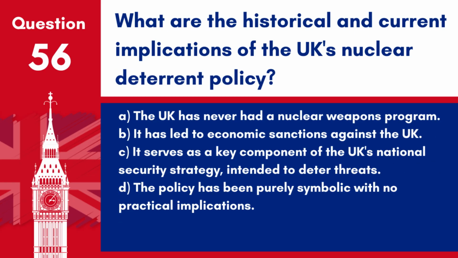Question 56. What are the historical and current implications of the UK's nuclear deterrent policy? A. The UK has never had a nuclear weapons program. B. It has led to economic sanctions against the UK. C. It serves as a key component of the UK's national security strategy intended to deter threats. D. The policy has been purely symbolic with no practical implications.